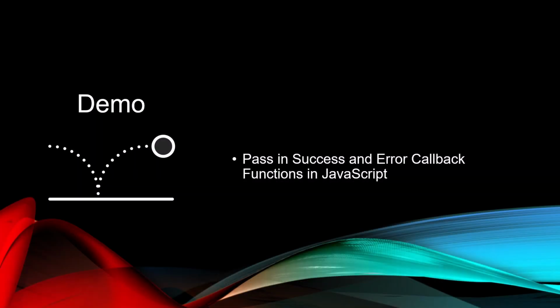You can pass as many callback functions as you want to any other function. The most common use is to pass in one function that says when this function is successful, call this callback. Otherwise, if an error occurs, call this other callback. Let's take a look at that.